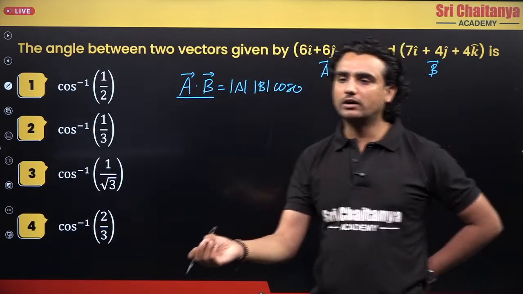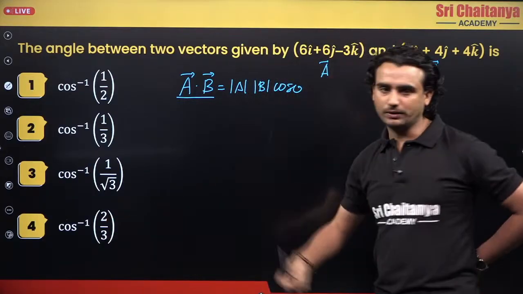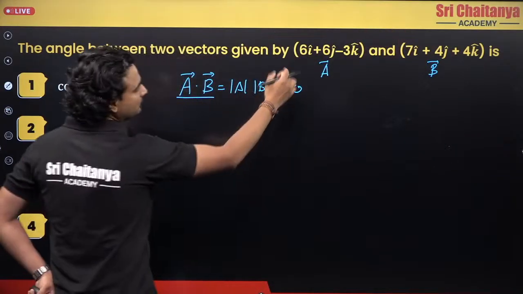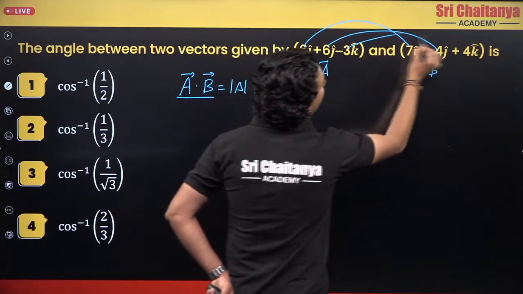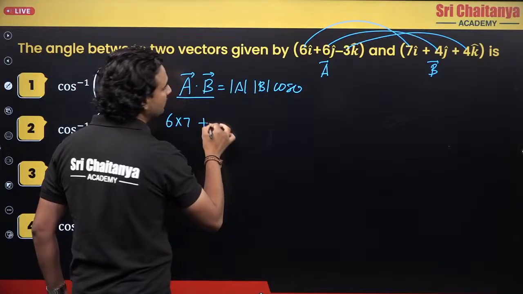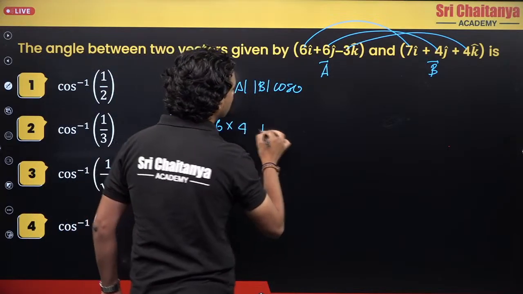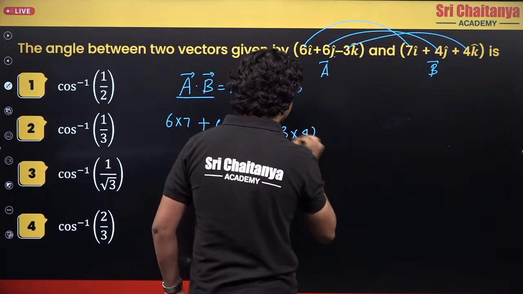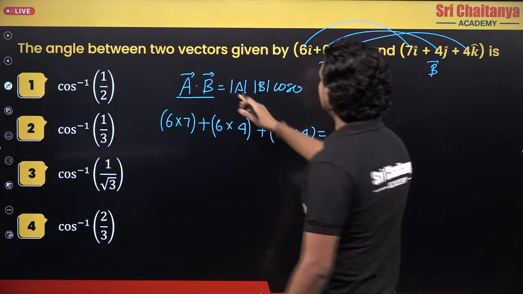A dot B is not directly given to me, but I know how to calculate A dot B. So let's calculate A dot B very quickly. 6 into 7, 6 into 4, and minus 3 into 4. So 6 into 7 plus 6 into 4 plus minus 3 into 4. Now I am able to calculate A dot B. Now, what is mod of A?